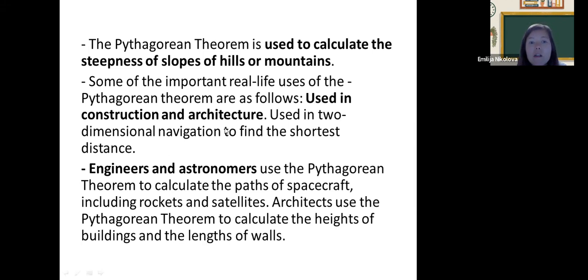It is also used in construction and architecture. Engineers and architects use it all the time to build strong buildings that do not fall. They need to find the right angle in order to calculate the length of the walls and everything. And astronauts use it to calculate the path of spacecrafts, rockets, and satellites. In NASA, they use it to find everything about the satellites and other objects in space. Is it clear?